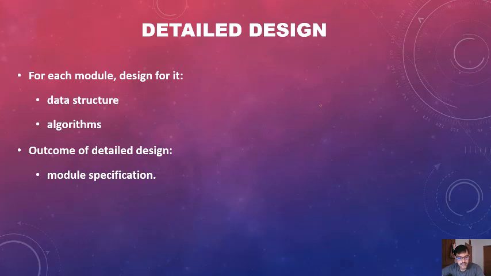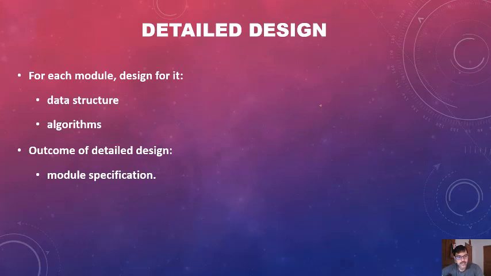During detailed design, the data structure and the algorithm of different modules are designed. The outcome of this detailed design stage is usually known as the module specification document. Okay, so for each and every module, there are some data structures and some algorithms. So we have to define the data structures and algorithms in this detailed design.